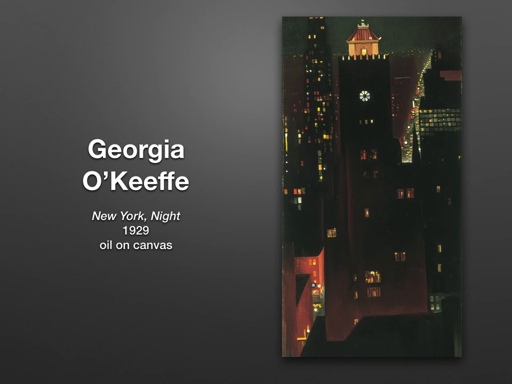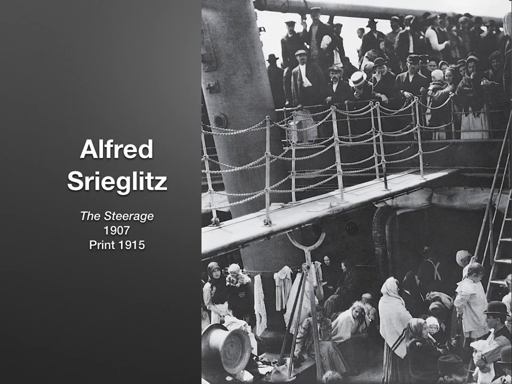O'Keeffe actually becomes better known for her later work that is much more abstract. This is where she would focus on a single object, such as a flower, and she would look at it so closely that it almost seems to become something else. But this is an example of her precisionist work. Now, she was married to the next artist we're going to see here, which is Alfred Stieglitz.